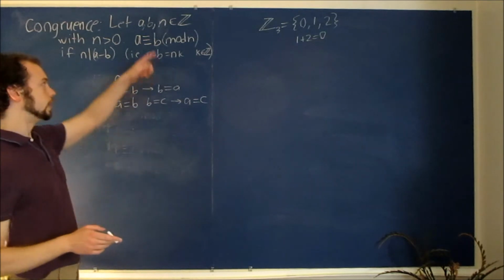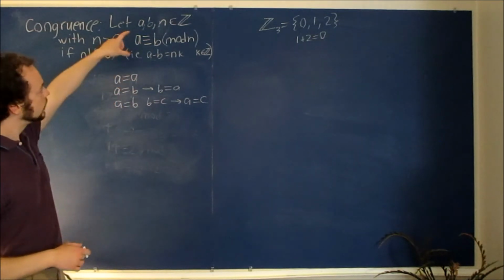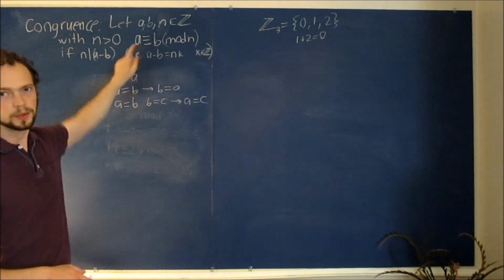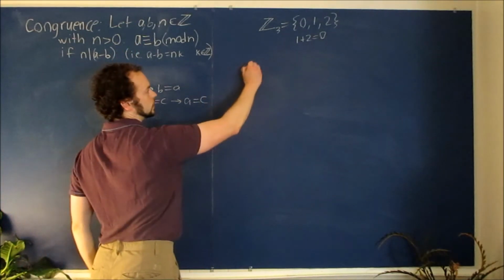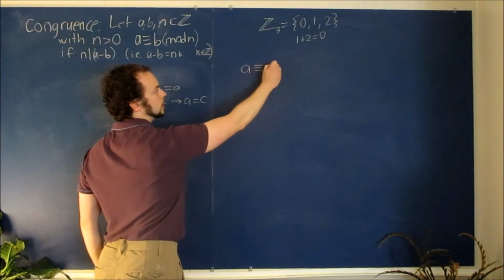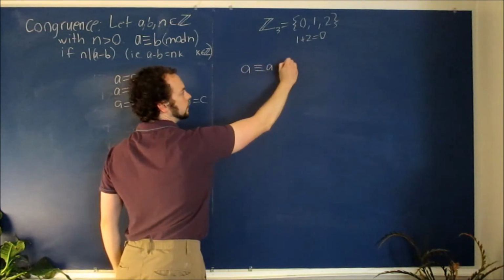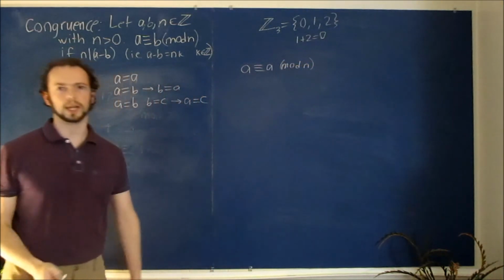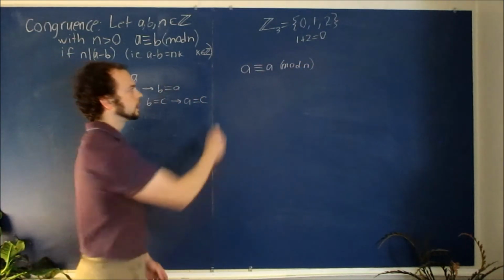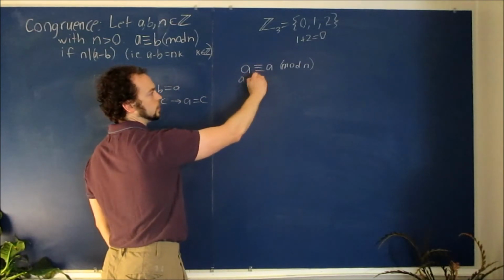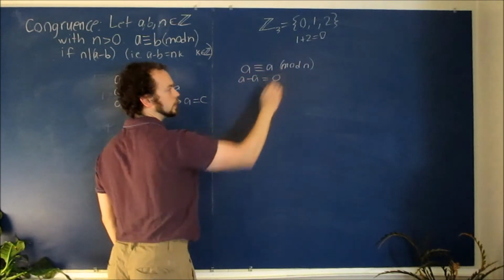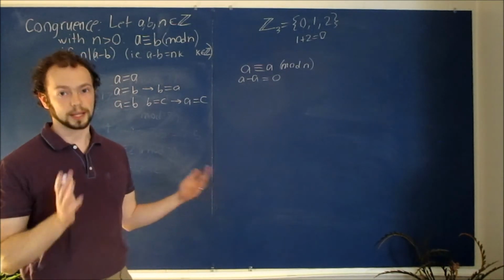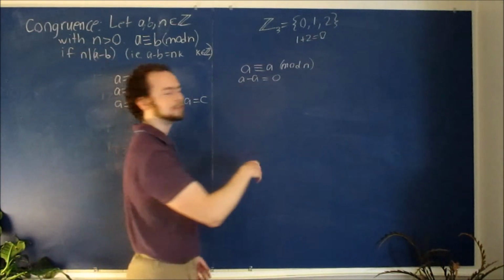Now, the remarkable thing is that all of these properties hold with our congruence relationship. First of all, let's look at the first one, reflexivity. Every integer is congruent to itself mod n, and it doesn't matter what n you're talking about here either. To see this, just note that a minus a is equal to 0, and 0 is divisible by n. 0 is divisible by every integer except itself.